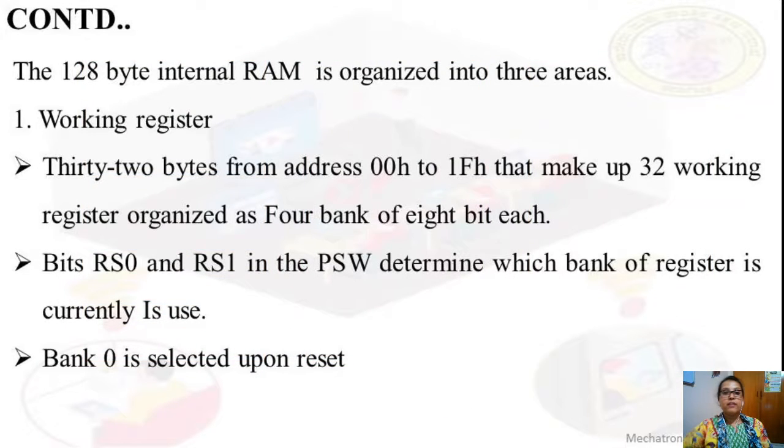Once again I'll repeat, the 128 byte internal RAM is organized into three areas. One is the 32 bytes from the address 00 to 1FH that make 32 working registers organized as 4 banks of 8 bits each, that is Bank 0, Bank 1, Bank 2 and Bank 3, and the bits RS0 and RS1 in the PSW determine which bank of registers is currently in use. Bank 0 is selected upon reset.